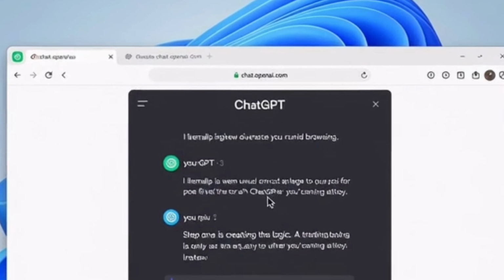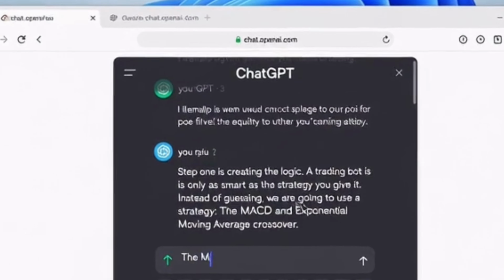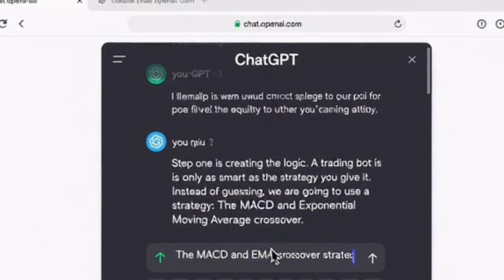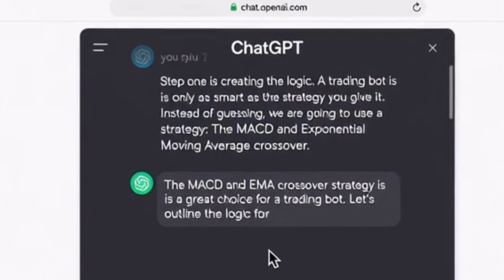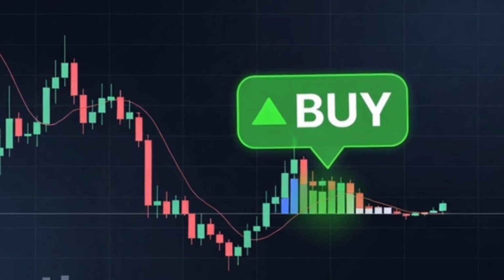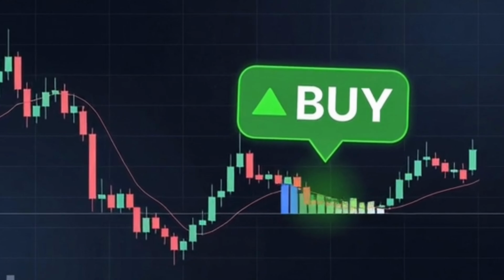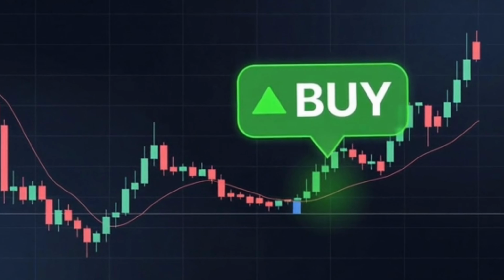Step 1 is creating the logic. A trading bot is only as smart as the strategy you give it. Instead of guessing, we are going to use a time-tested strategy, the MACD and exponential moving average crossover. But here is the secret: you can't just ask ChatGPT to make a trading bot. You need a specific prompt.